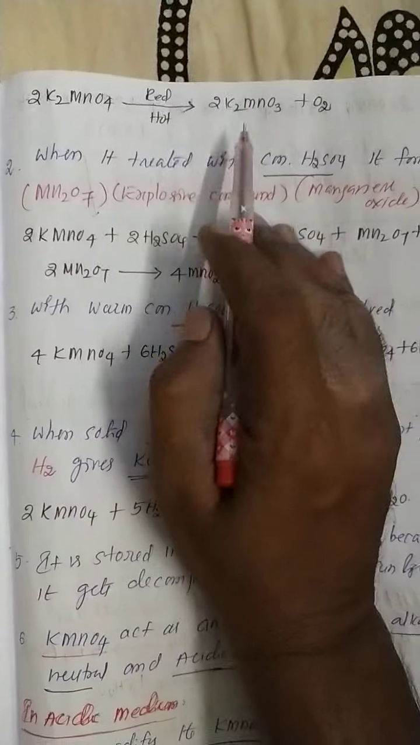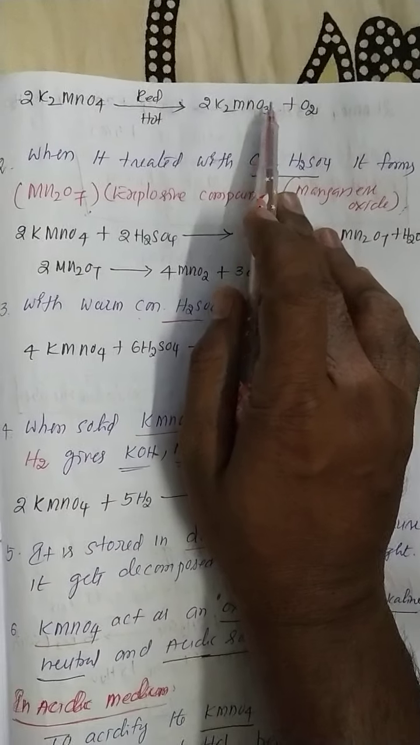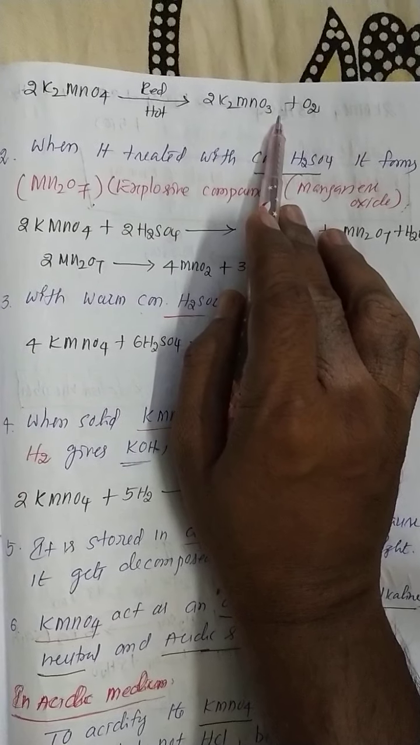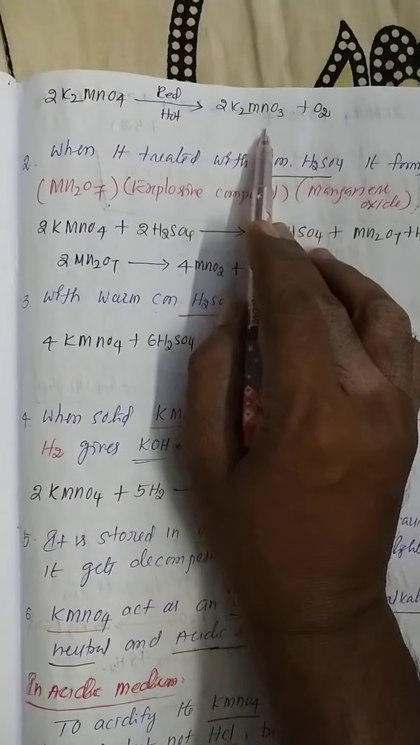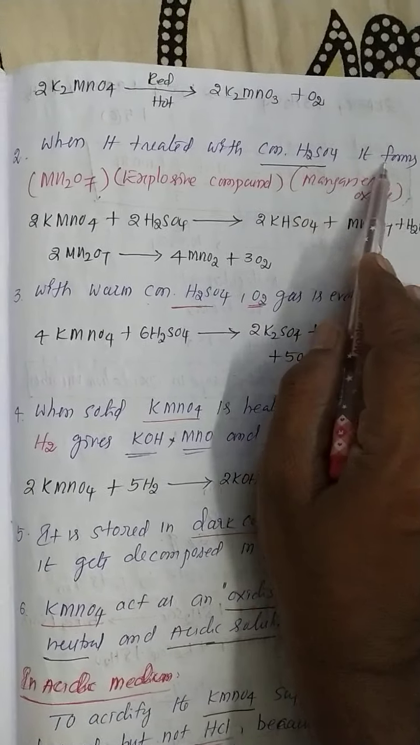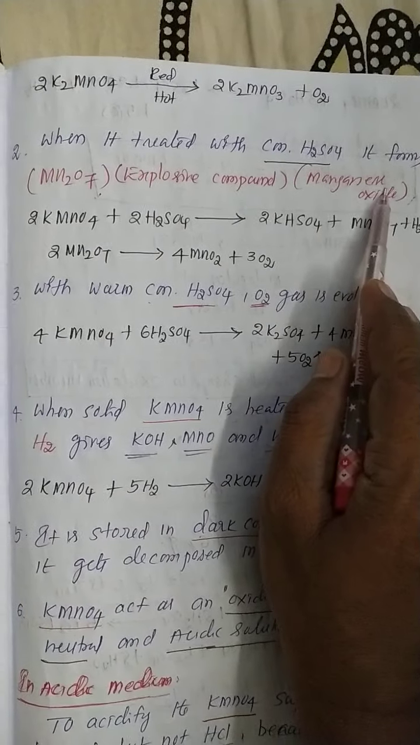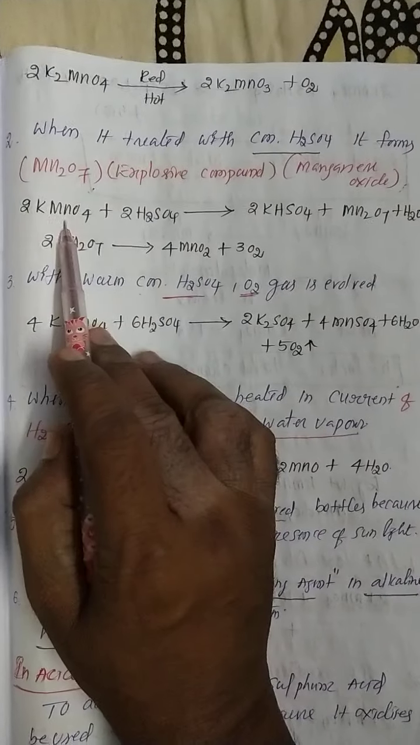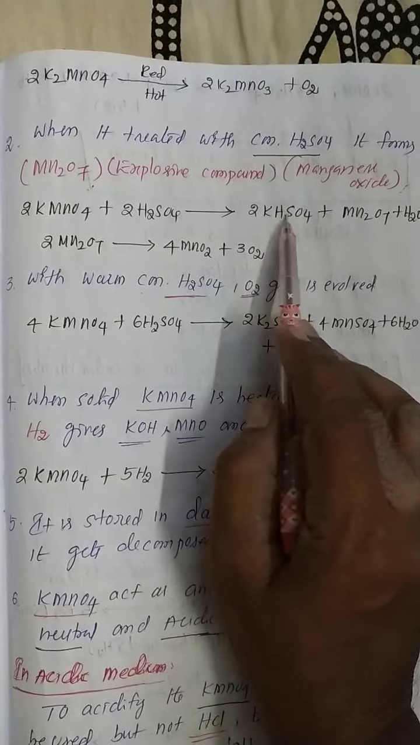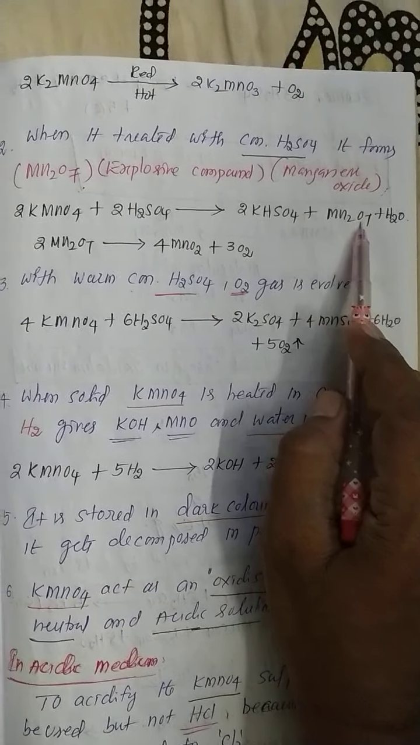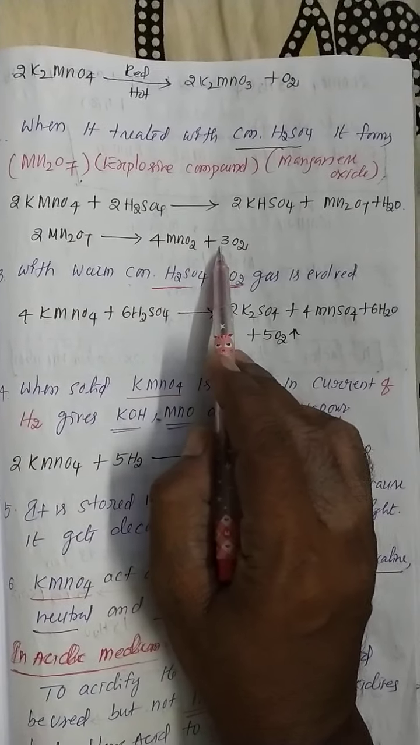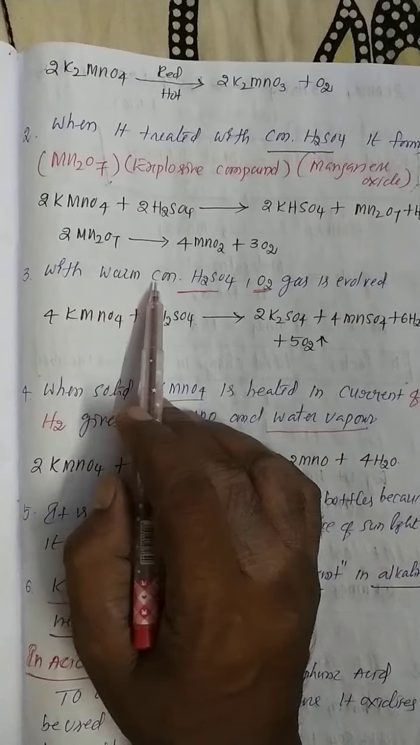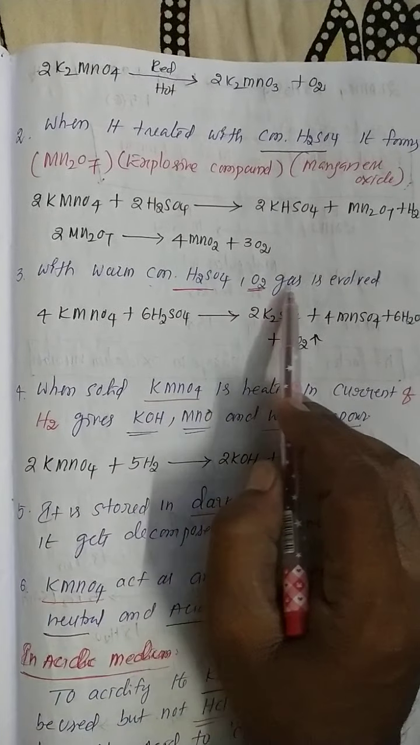Okay students, this is also named potassium manganate, K2MnO4, but the oxidation states change. See here, when KMnO4 is treated with concentrated sulfuric acid, Mn2O7, manganese heptoxide, is formed. It is an explosive compound. KMnO4 plus H2SO4 gives KHSO4, Mn2O7 and H2O. Mn2O7 again decomposes to MnO2 plus 3O2, and with warm concentrated sulfuric acid, oxygen gas is evolved.